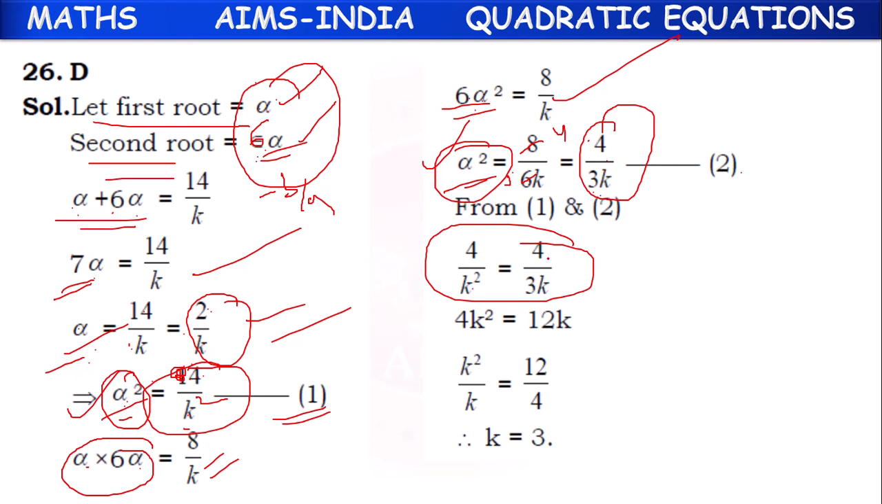K square will come here. 3 will go here. K square into 4, 4k square. 3 into 4, 12k. So next 4 will come down. K will come down. K square by k equal to 12 by 4. One k cancels. K will remain. 4 threes are 12. K equal to 3 is the answer.